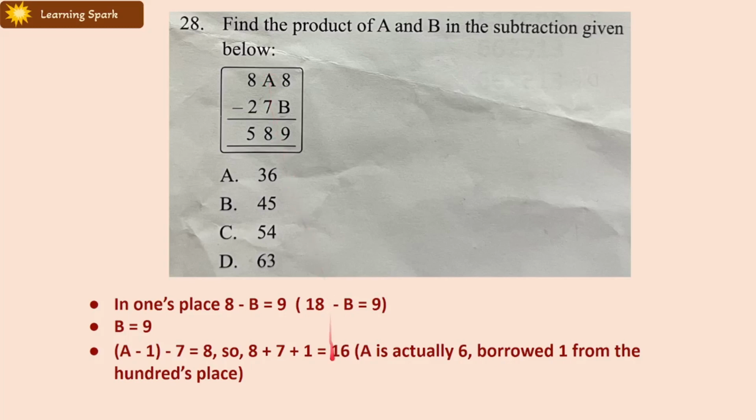So the value of A is 6, and therefore A cross B, A multiplied by B equals 6 into 9 equals 54. Okay, so the answer is 54.